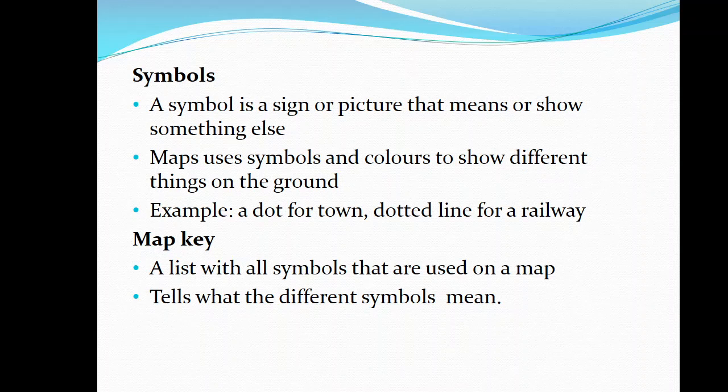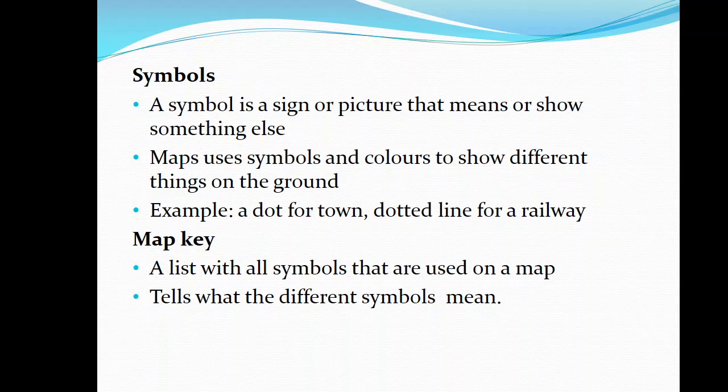Symbols. So what are symbols in a map? A symbol is a sign or picture that means or shows something else. The maps use symbols and also colors to show different things on the ground. For example, a dot can represent a town. A dotted line in a map represents a railway.